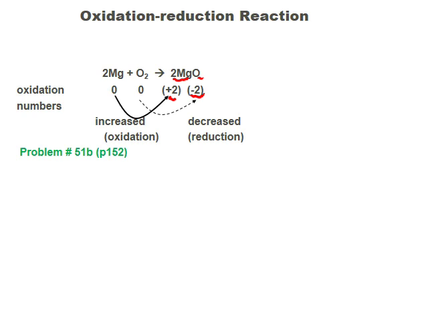Now, we can go over a problem which is number 51b. So let's see what we have in 51b. A reaction is given, and you need to find out which element is oxidized and which element is reduced. So let me first write down the reaction.